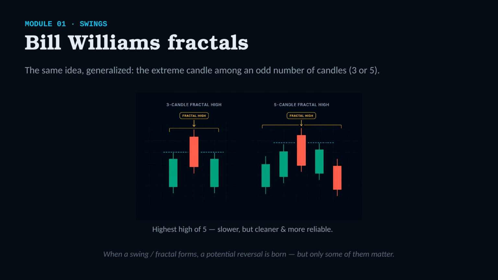The same idea, generalized. A fractal high is the candle with the highest high among an odd number of candles, usually 3 or 5. A fractal low is the candle with the lowest low among an odd number of candles. On the left, a 3-candle fractal high. The middle candle has the highest high of the 3. This forms quickly, which means you get the signal early, but it is noisier. On the right, a 5-candle fractal high. The center candle has the highest high across all 5. It takes longer to confirm, but it is a cleaner and more reliable reading. Same concept as a swing point, expressed with a wider or narrower window. Pick your trade-off, speed or reliability.